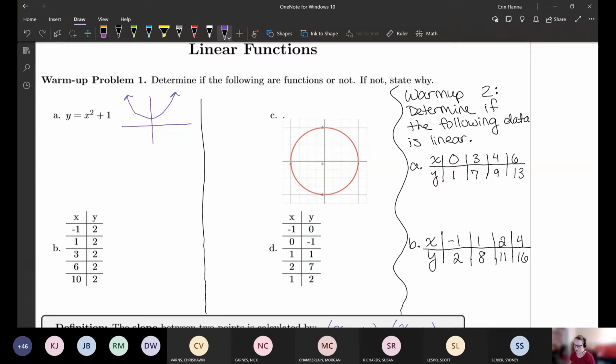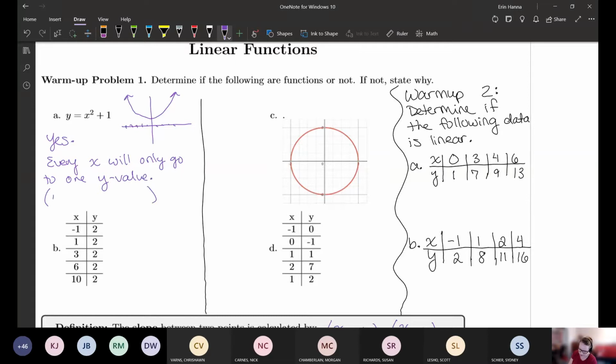Remember, for something to be a function, every input can only have one output. So all of these x values can only go to one thing, which in this case they do, so this would be a yes. Essentially, every x will only go to one y value.